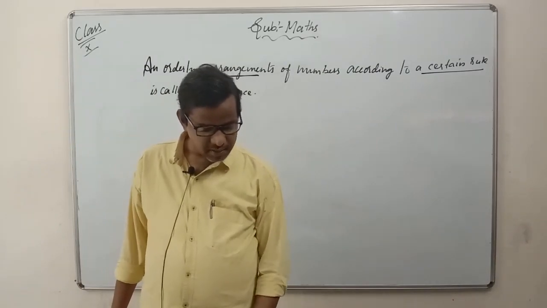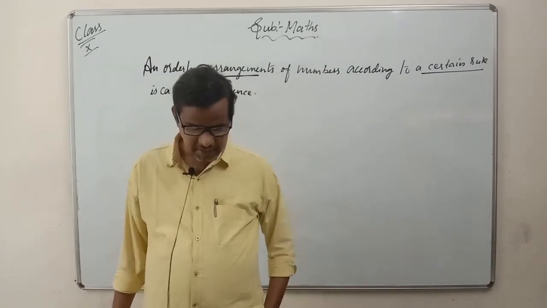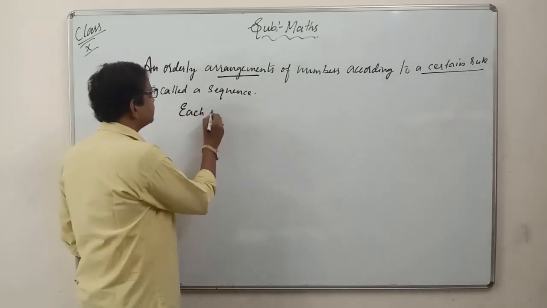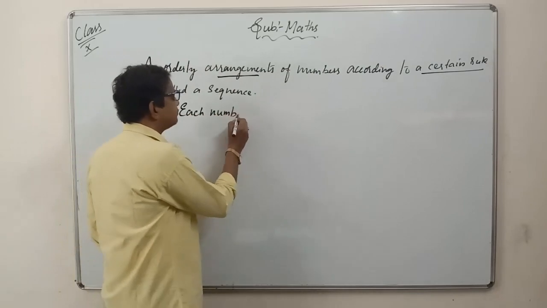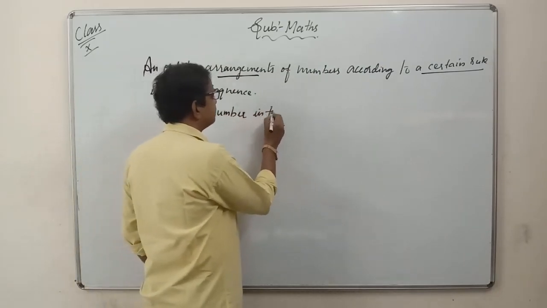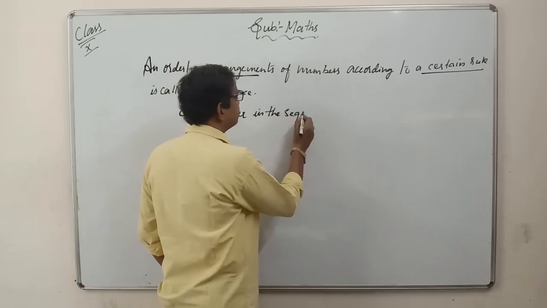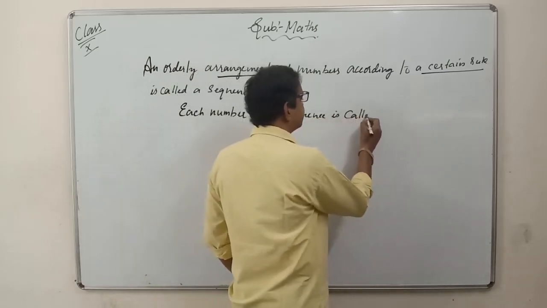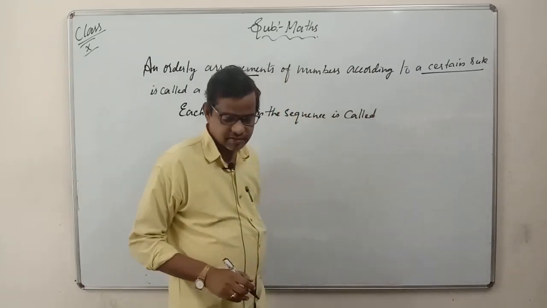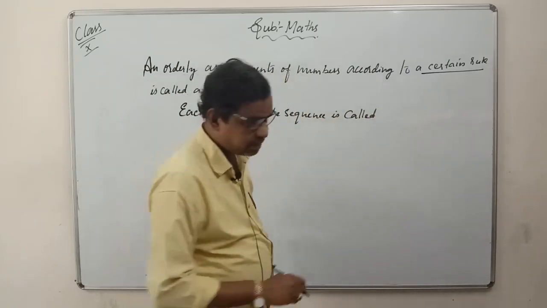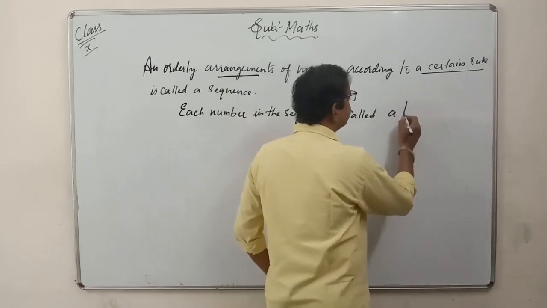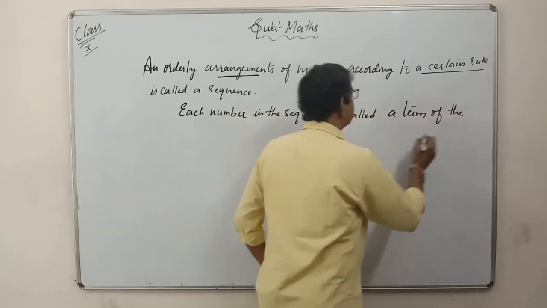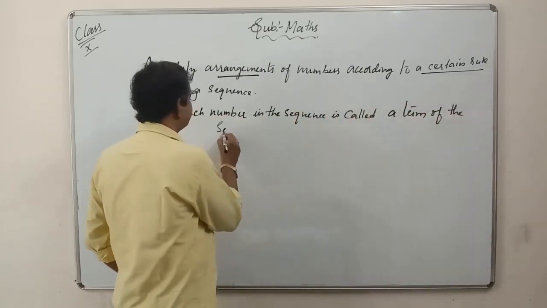And what do you call the numbers in a sequence? Each number in the sequence is called a term of the sequence. Term of the sequence.